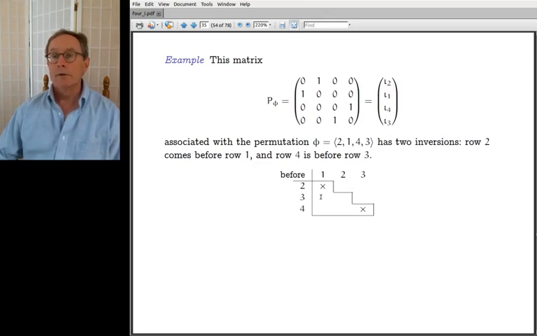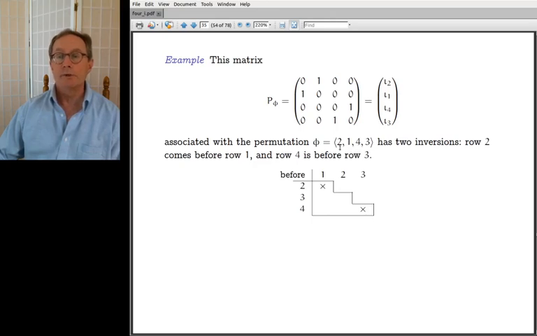3 and 1 are good. 3 and 2 are good. 4 and 1 are good. 4 and 2 are good, and by that I mean it's not the case that 4 comes before 2, instead it's the opposite. But 4 comes before 3. So, with my little bookkeeping device, I count a total of 2 inversions.